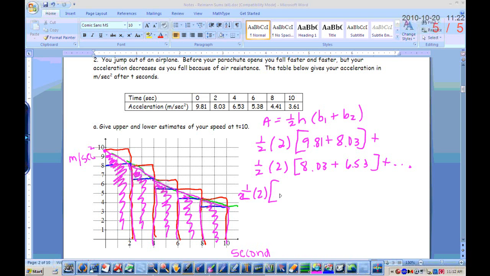But what happens to most of these numbers right here? Yeah, they're doubled because for the first trapezoid, I'm going to use 9.81 and the 8.03. For the second one, I'm going to use 8.03 and 6.53. For the third one, I'm going to use the 6.53 and that one. So I'm using all of them twice except which one? The first and the last. Good. So I can just do 1/2 times 2 times the first one, and then 2 times all of the middle ones.